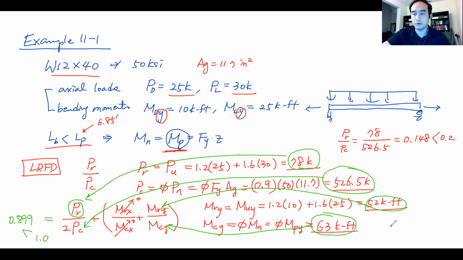So therefore, our section W12 by 40, based on all these given conditions, satisfies that our beam column is good to go. So that's how we can solve the problem using this equation.